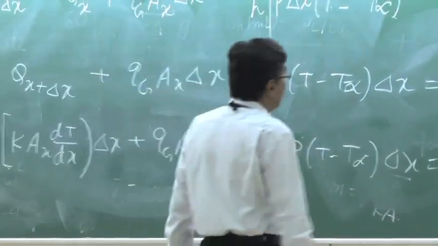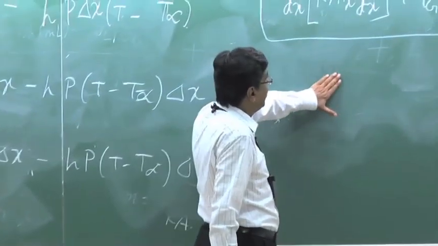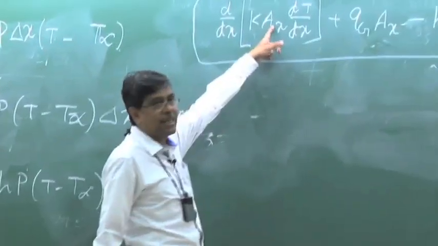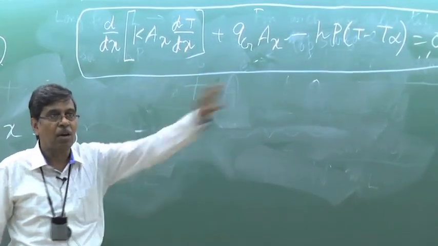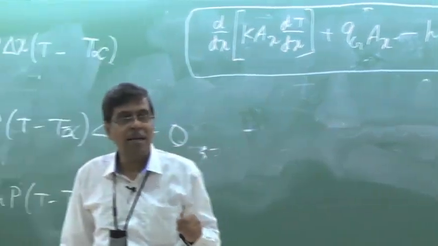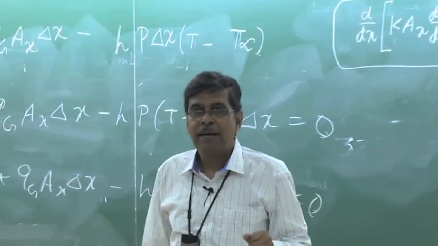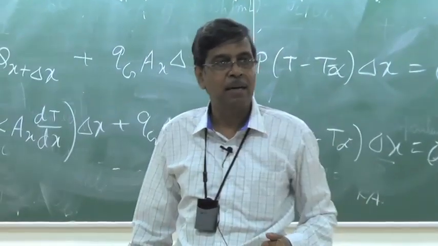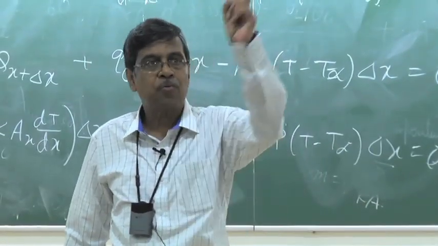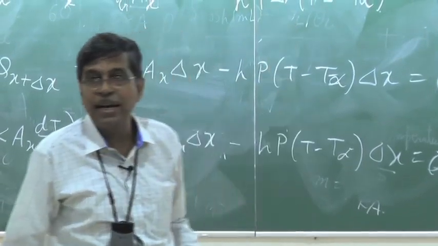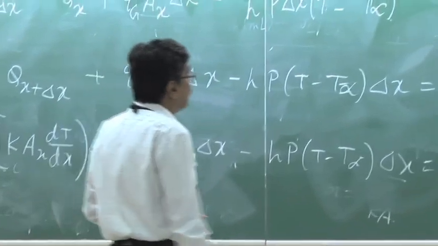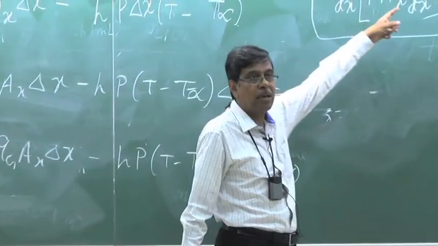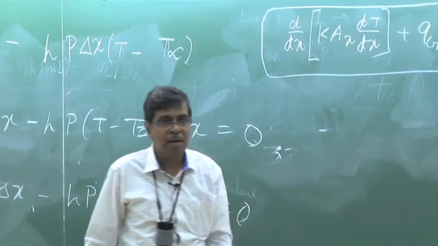Now here, in a plane geometry. Now in cylindrical coordinate, x is r, cylindrical rod, cylindrical wall. Ar is twice pi rL, flowing in the r direction. In a spherical coordinate, x is r and Ar will be 4 pi r square. Clear?